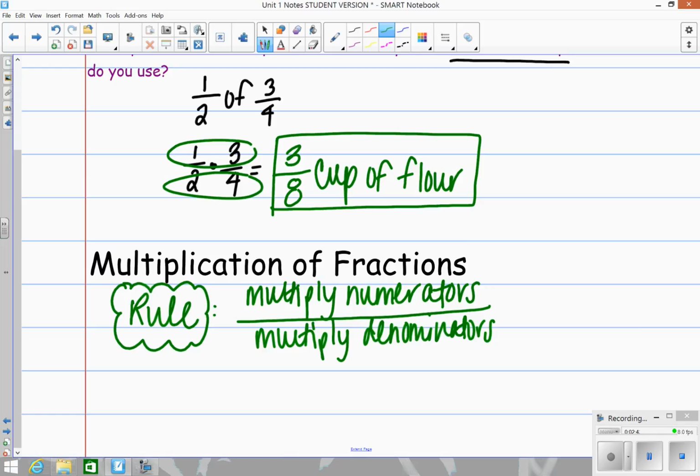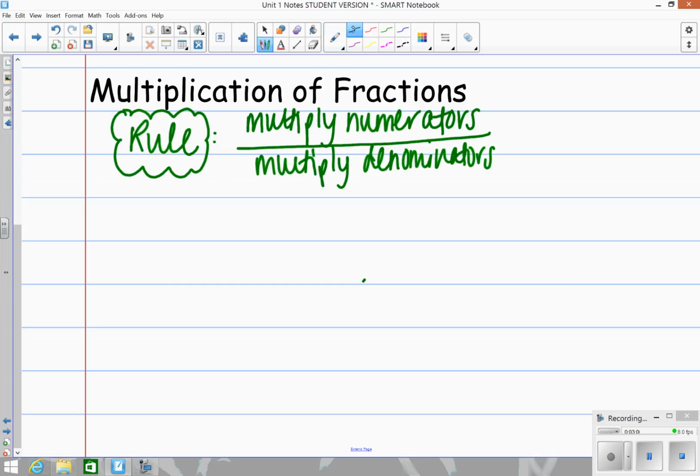And if you have multiple fractions that you're multiplying, you follow the same rule. Multiply all the numerators and then divide that by the product of all of the denominators. And then you just simplify when you're all done. So let's look at some more examples of multiplying. Go ahead and write these examples in.